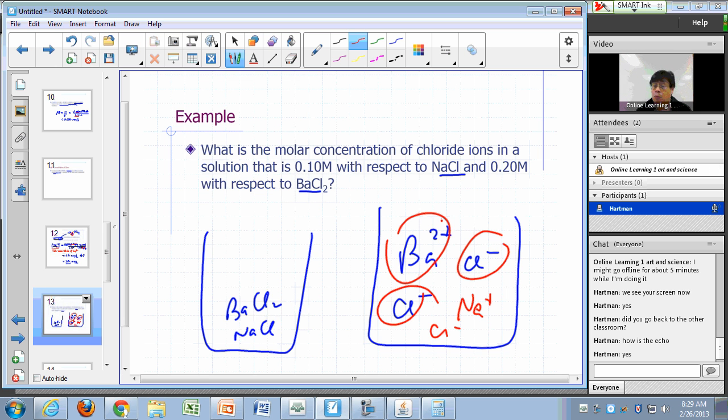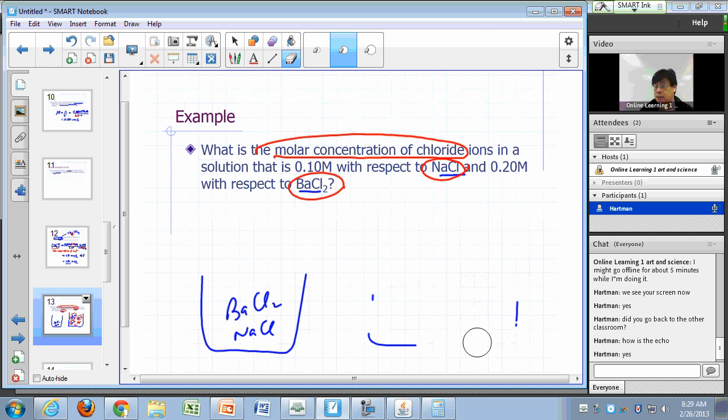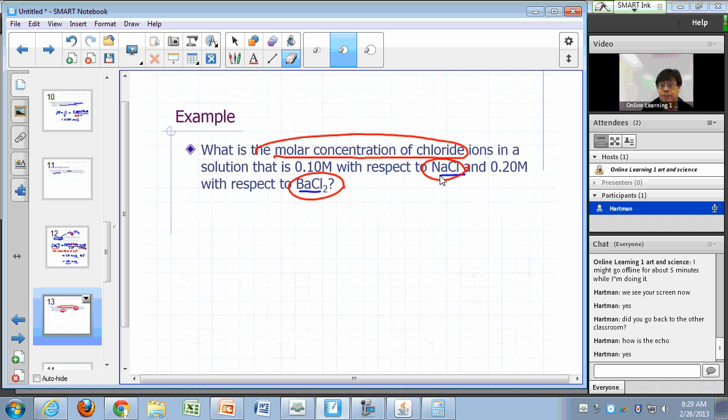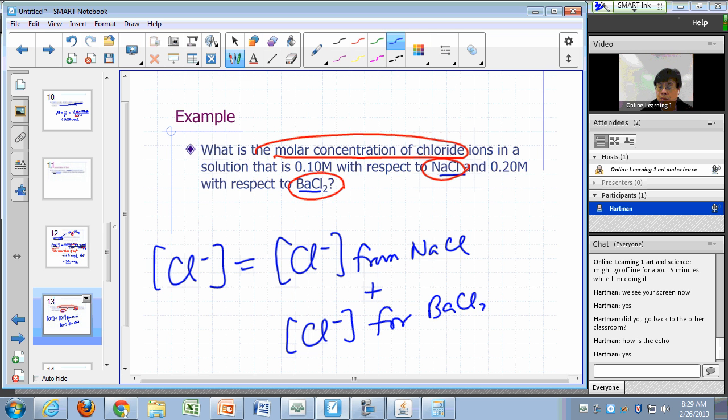So if you want the molar concentration of chloride, you can see that you have 2 sources here. So you just add up the concentration of chloride coming from the sodium chloride and the concentration of chloride that's coming from the barium chloride. You just add them up. Okay? So you would say, in this case, concentration of chloride equals chloride from sodium chloride plus the concentration of chloride coming from the barium chloride.